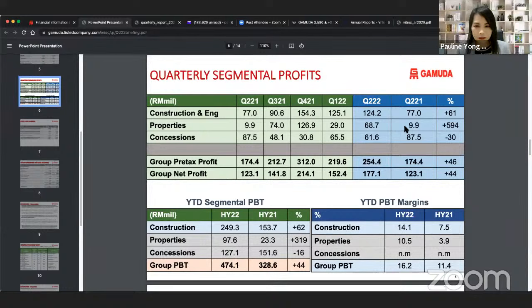Then for the properties, it's an even bigger jump, because this was 9.1, and this is like a 500% jump. And then you have this concession. Concession is also equally important with the properties. Okay, same form of same revenue, which is around 60 million.